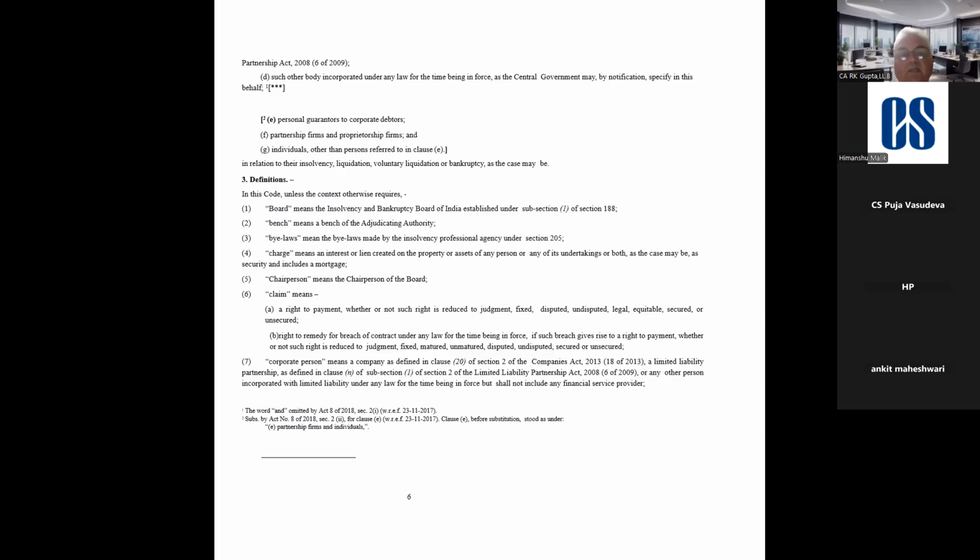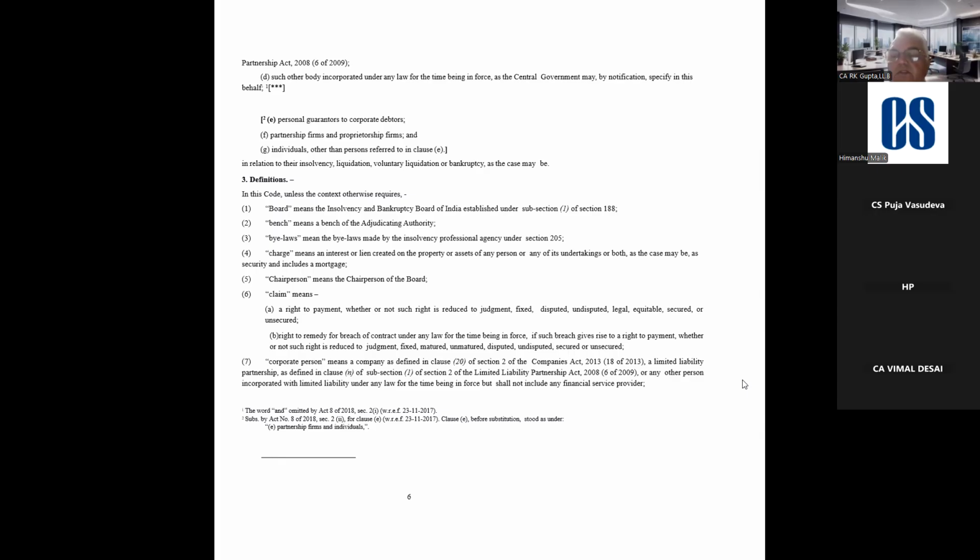Second, there is no direct right to payment, but you have got the right to remedy for breach of contract under any law for the time being in force, if such breach gives rise to a right to payment. So directly you are not entitled to payment, but you have got a remedy. You have got a right to remedy for breach of contract. So if the other party commits a breach, then you have got a right to payment. This is the meaning.